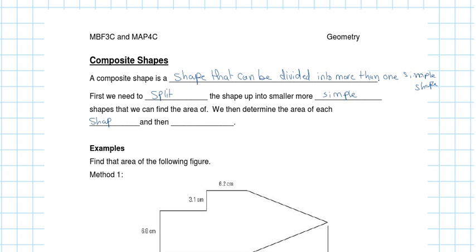Okay? So if I have, for example, a shape that looks like this, what you have here is a rectangle, right? But you're taking away half a circle from it. So in this case, I have to subtract. So I either add or subtract the shapes depending on what I have.